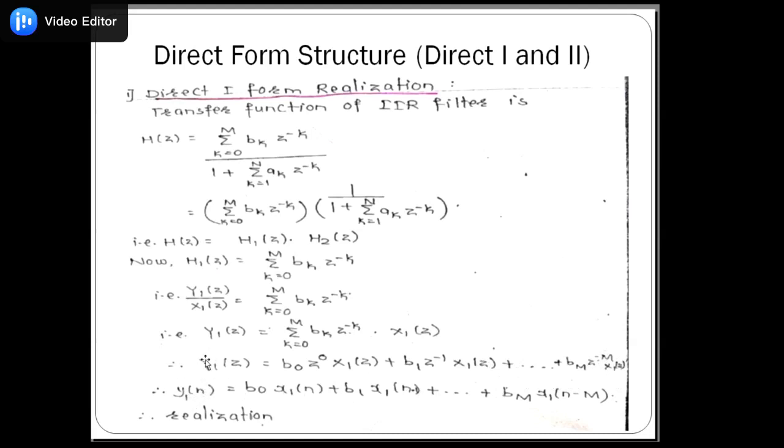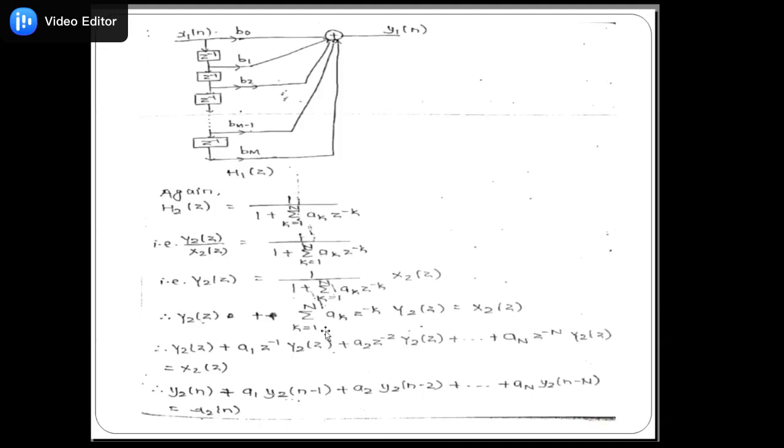Then we take the inverse, and that will generate y1(n) is equal to b0 x1(n) plus b1 x1(n minus 1) plus bm x1(n minus m). That will be the realization shown, the realization from the input side. When you consider it, that will be b0, b1, up to bm minus 1 and bm. The delay version will be shown as you have discussed previously.